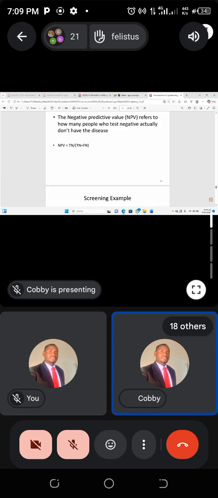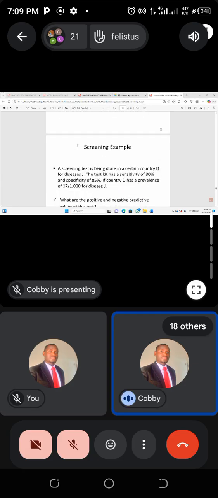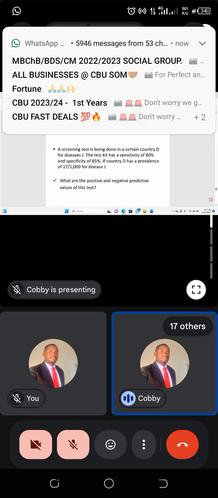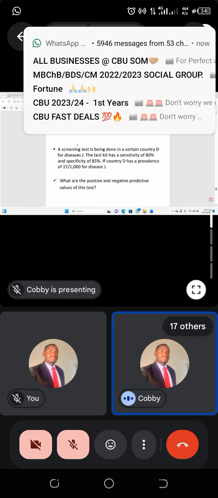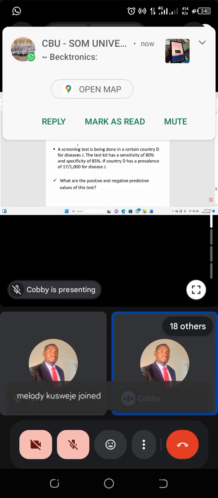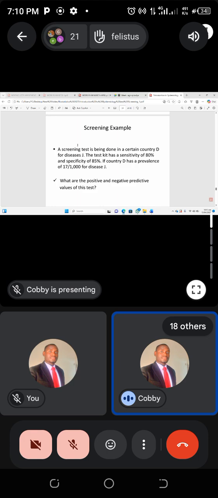So we are given this example: a screening test is being done in a certain country D for the disease J. The test kit has a sensitivity of 80% and a specificity of 85%. If country D has a prevalence of 17 per thousand for disease J, what are the positive and negative predictive values?